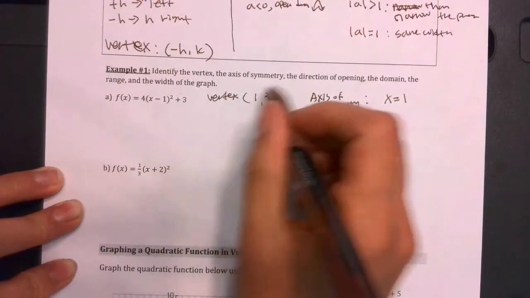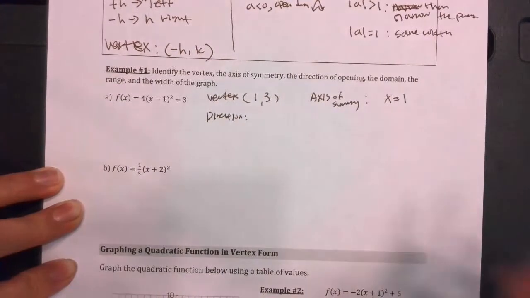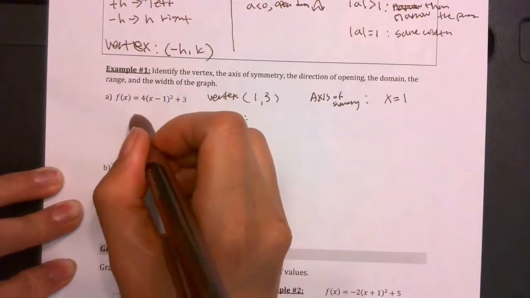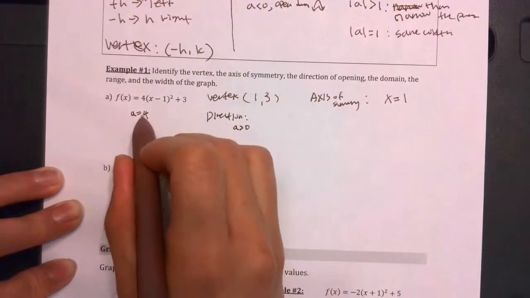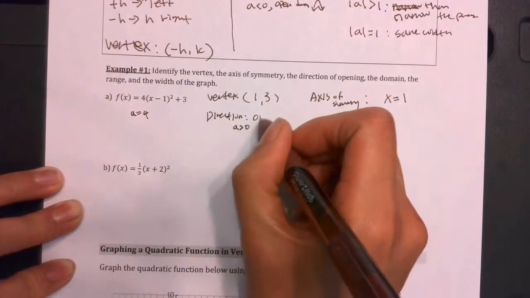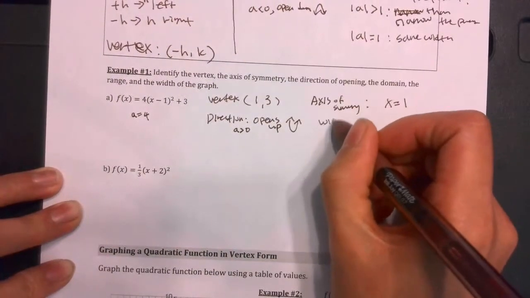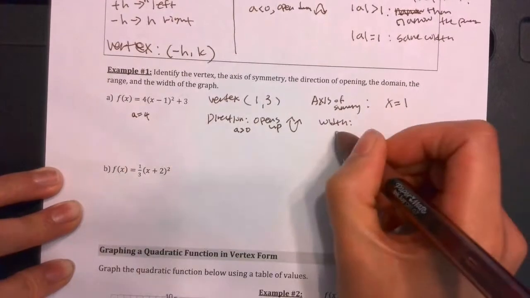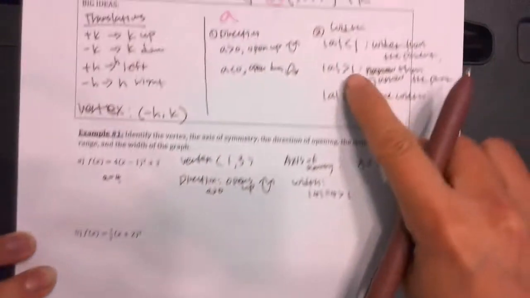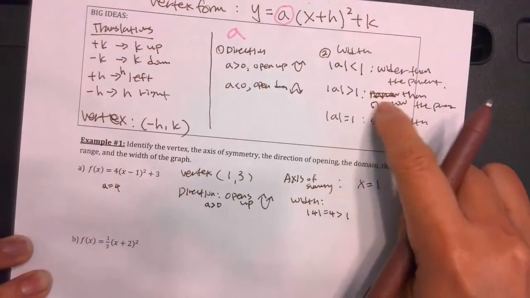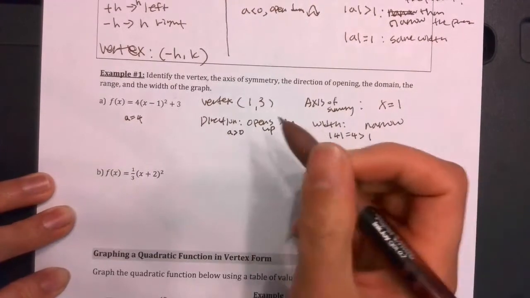What else? Direction. What value should we pay attention to? A. Your a value is 4. So since a is positive, right, 4 is positive, it opens up like this. What about the width? What is the absolute value of 4? That is 4, which is greater than 1. Okay, so when absolute value of a is greater than 1, it is what? Narrow.